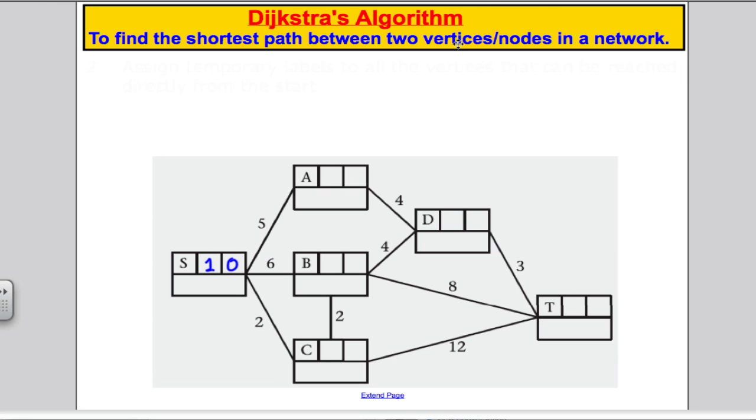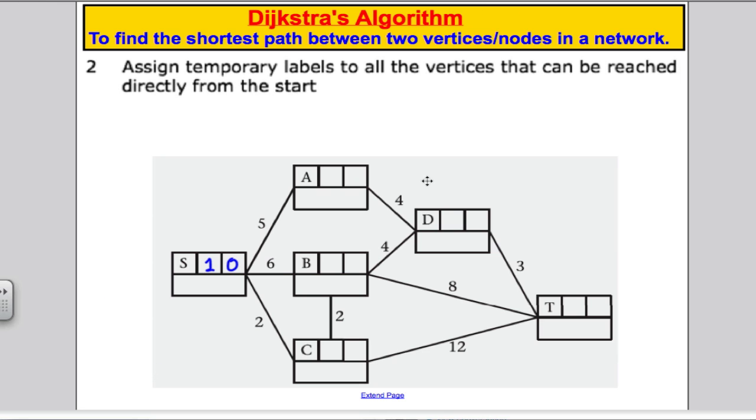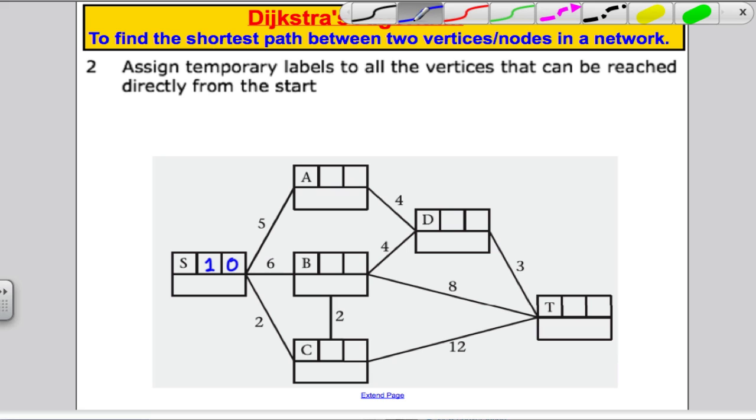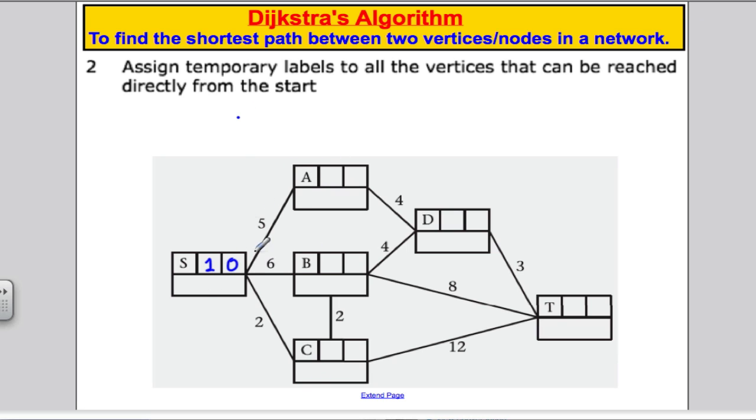Okay, what does step 2 say? Step 2 says, having done that, you assign temporary labels to all the vertices that can be reached directly from the start. So, the vertices that can be reached from S are A, B, and C, and you put in some temporary labels, okay, temporary. Now, what you do here is you ask yourself, how much weight does it take to get from S to A? Well, it takes 5. What about S to B? It takes 6. And S to C, it takes 2. And you're done the next step. These are temporary at the moment. They may convert to permanent in a second.